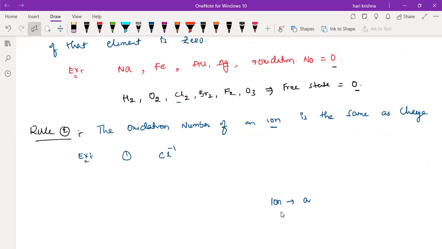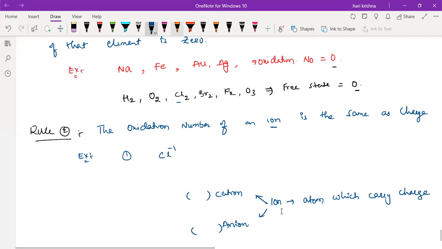A particle, atoms or elements, carrying charge. So it can be a cation or an anion. What's the cation? Which is carrying positive charge, that is a cation. Which is carrying negative charge, that is an anion. Right? Now if you take Cl, Cl minus 1 is the ion.